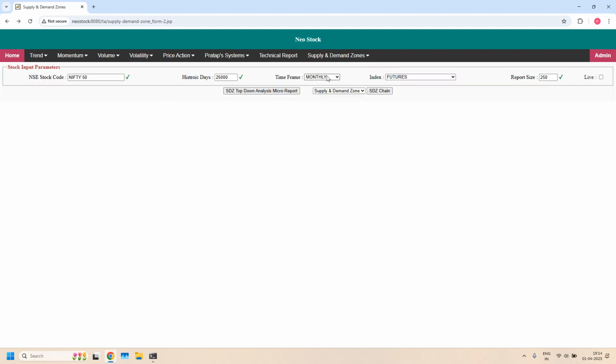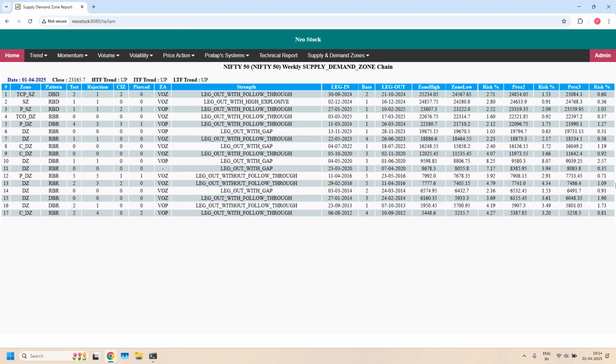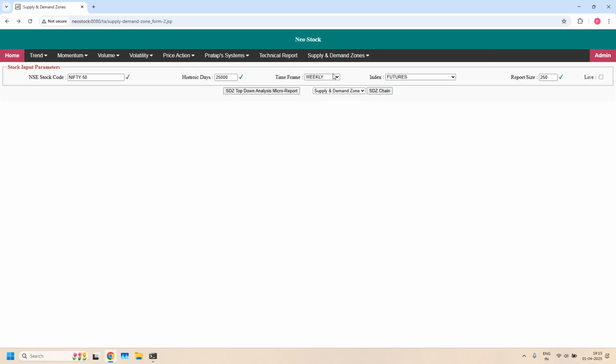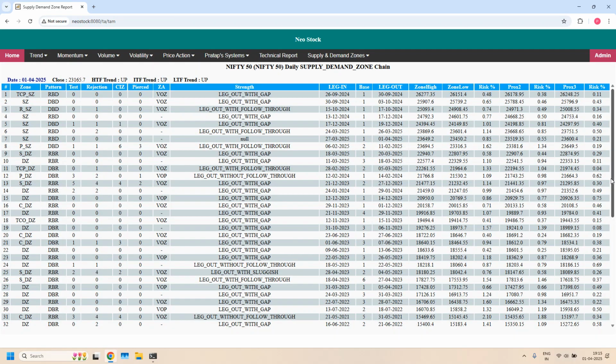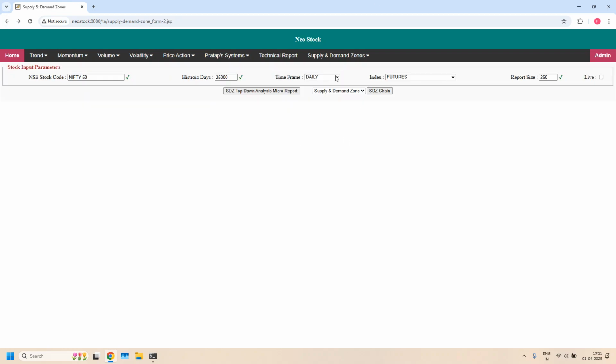Next, generating weekly supply demand zone chain for NIFTY. Okay, next, generating daily supply demand zone chain for NIFTY. Okay, next, generating 125 minutes supply demand zone chain for NIFTY.